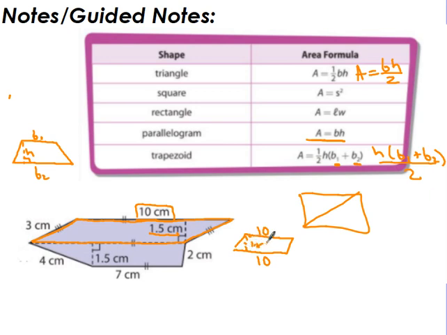And I know that this is 1.5. So to find the area of a parallelogram, I got to just do base times height, which is 10 times 1.5, which is 15. So I'm going to write that in the middle of my shape. This is 15 centimeters squared, because I figured out the area of that piece.